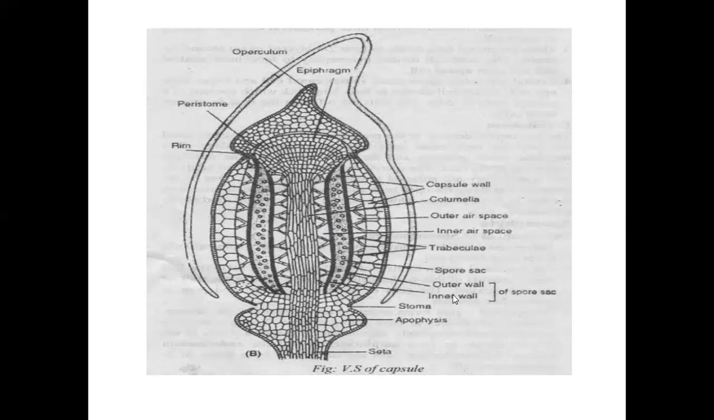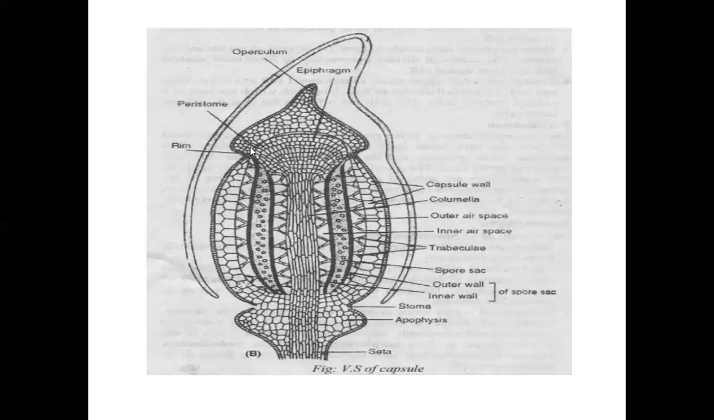The spore sac contains an inner wall and an outer wall. Between these two spore sac walls, spore mother cells are present. The spore mother cells are in diploid condition. They participate in reduction or meiotic division. They produce haploid spores. Then outside of the spore sac, outer air spaces are present. In these outer air spaces also, trabeculae are present. Outside of the outer air space, the capsule wall is present.